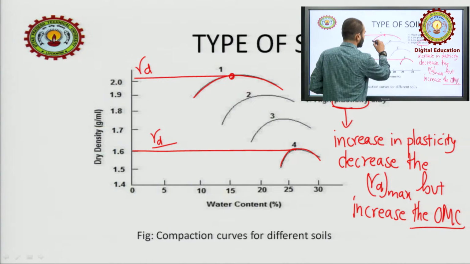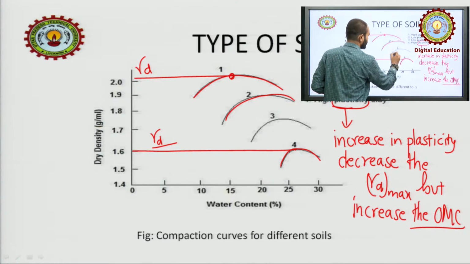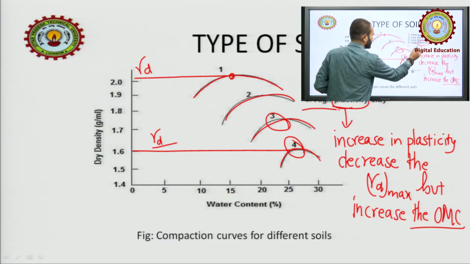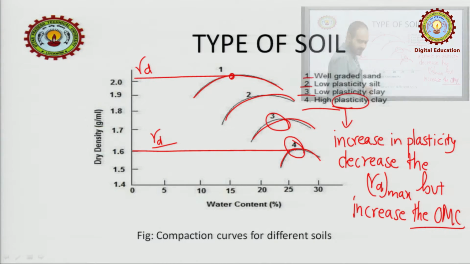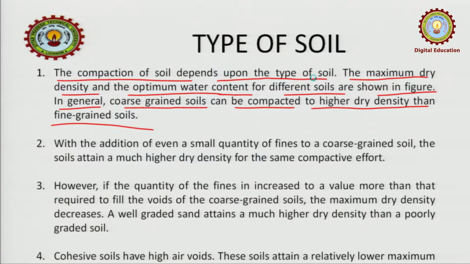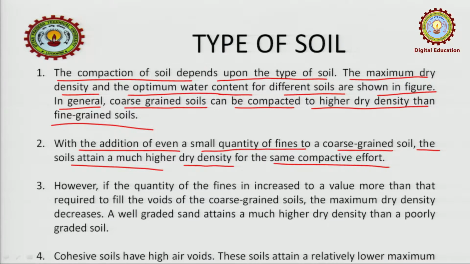You can see, okay, this is for sand, then this is for silt, then this is for clay; this is of low plasticity, this is of high plasticity, as written here. So further let us move on. What was written? With the addition of even a small quantity of fines to the coarse grain, the soil attains a much higher dry density for the same compactive effort.